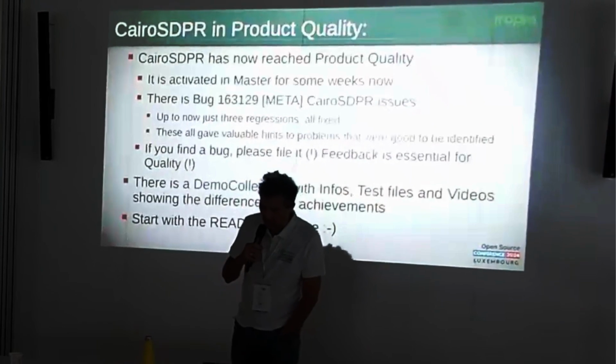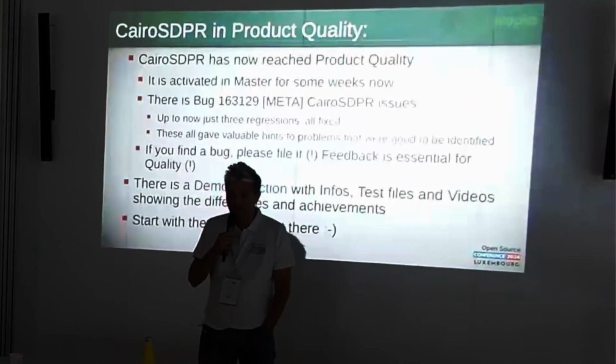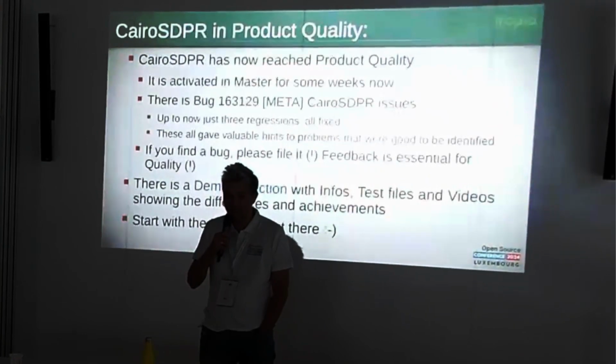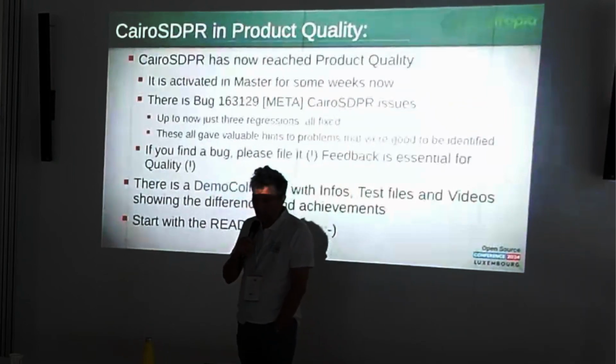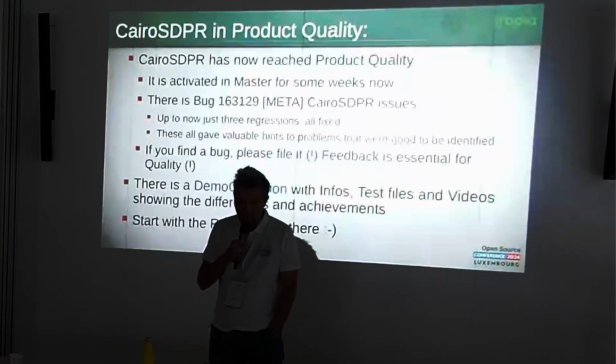By the way, all of the 3 regressions were incredibly valuable because all 3 were leading me to small stuff I had not really solved well in this renderer, and all 3 were leading to better partial solutions in this renderer. So if you find a bug, don't hesitate, file it, and use this meta bug number you see to do that. So feedback is really essential for quality, and I think when you continue like that, we will have a very good quality for the release with this Cairo backend.